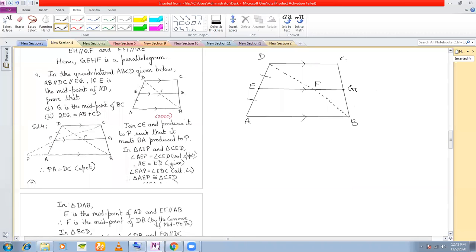First of all, consider this triangle ABD. In this triangle, what you see here is that E is the midpoint of AD, right? Also, this length EF joining the two sides of the triangle is parallel to this side AB. That means which conditions of which theorem are applicable? Midpoint theorem or converse of midpoint theorem? Which one?